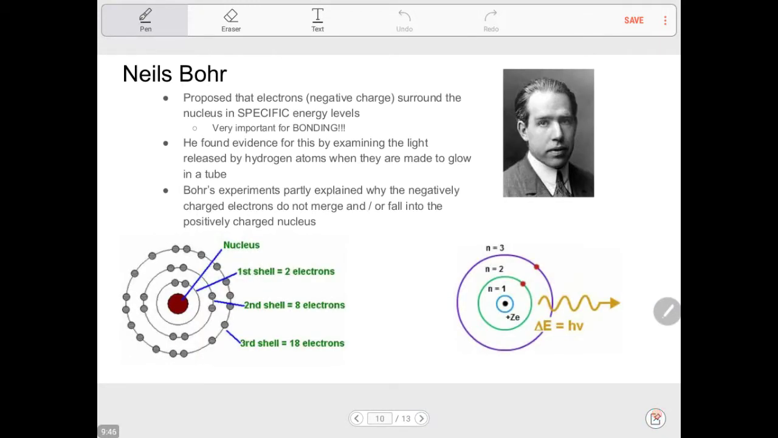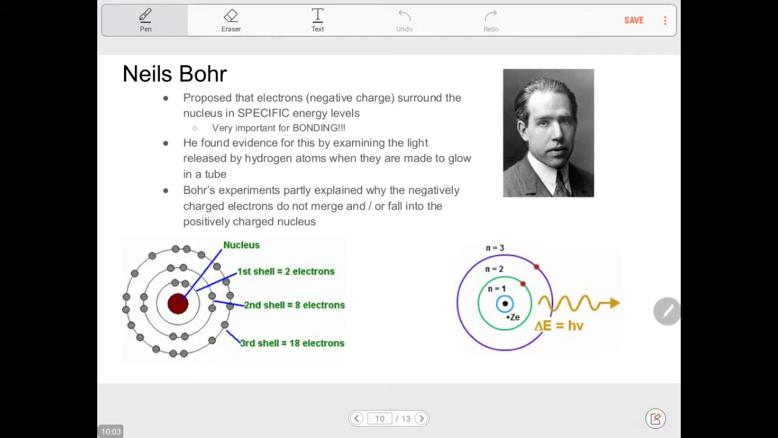Moving along, this is also interesting. This is very important for reactivity. We have Niels Bohr. And what Niels Bohr discovered was that the electrons don't just float everywhere around in an atom, there actually are different levels, okay?